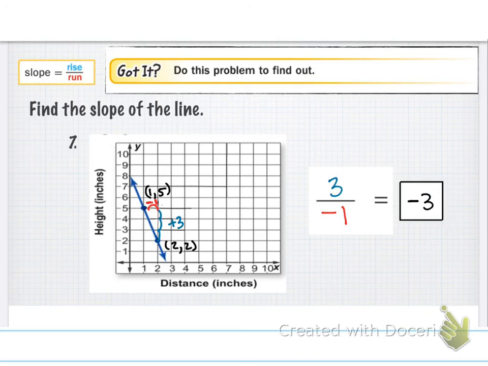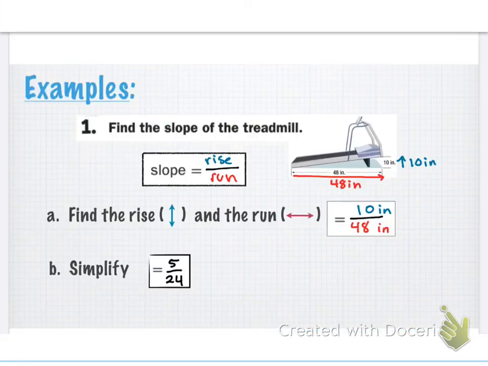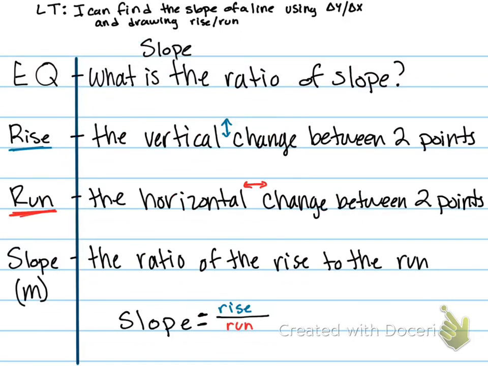All right. Don't forget to write your summary, which will be the answer to this question: what is the ratio of slope? For the highlighting, let's highlight rise, run, and slope with the M, because M represents slope.